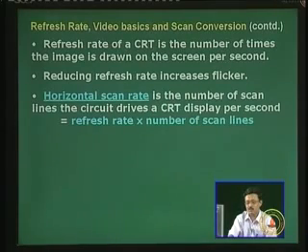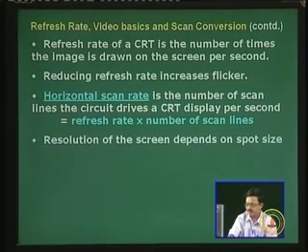Well, we introduce a term called horizontal scan rate. It is the number of scan lines the circuit drives a CRT display per second, and we talk of this as the refresh rate multiplied by the number of scan lines. Okay, refresh rate multiplied by the number of scan lines gives the horizontal scan rate, and resolution of the screen depends on the spot size.